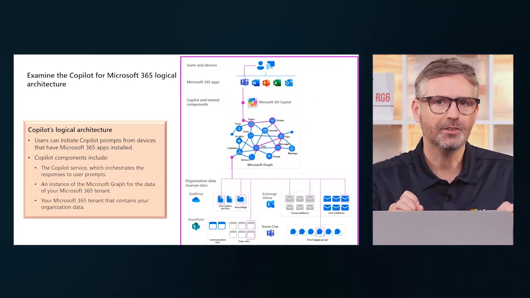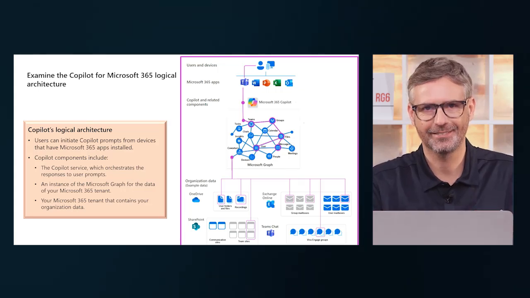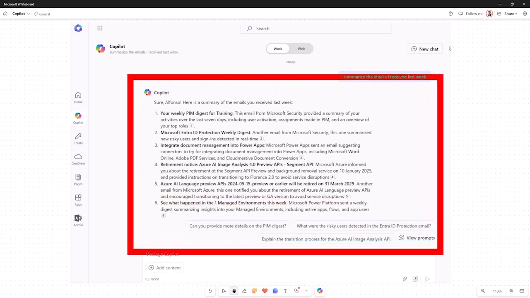Now, let's talk about the architecture of Copilot. But in order to do that, let me show my screen. Here, in this screenshot, you can see a possible scenario where I ask Copilot to summarize the emails I have received last week. And then you see this is the Copilot answer, telling me about the summary of these emails, about my weekly PIM digest, Microsoft Entra ID Protection Weekly Digest, and more.